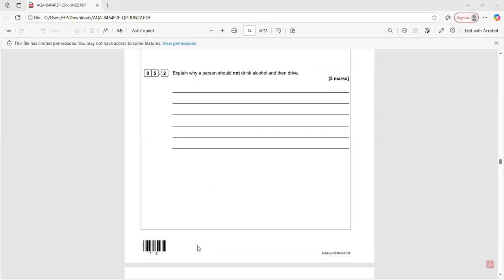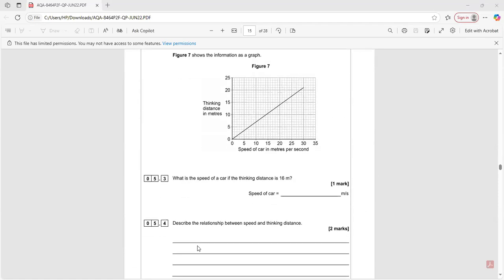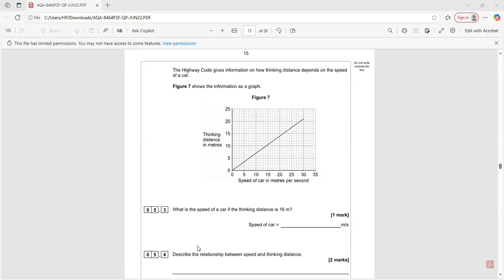The person becomes drunk. Yes, the person might become drunk, and this is all about thinking distance. It increases the reaction time. Yes, the reaction time, that's right. With alcohol, the senses are impaired, so it's just a no-go area. Okay.